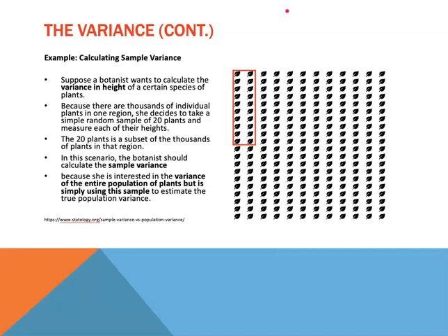So let's go over an example for calculating sample variance. Again, when we're talking about sample variance, we're only taking a small chunk out of a huge data. So the huge data is our population and our small data is our sample. Sample is always the smaller guy. Sample is a subset of a population. Okay, so suppose a botanist wants to calculate the variance in height of a certain species of plants.